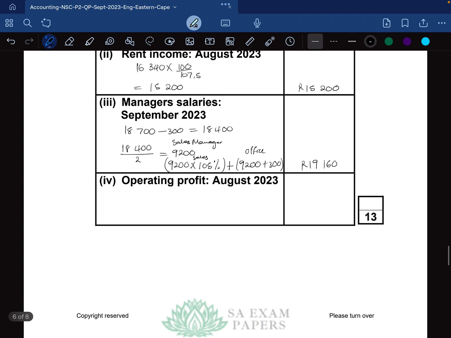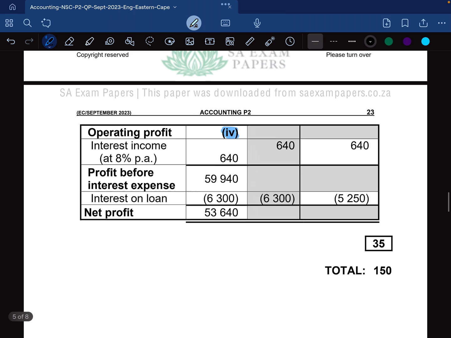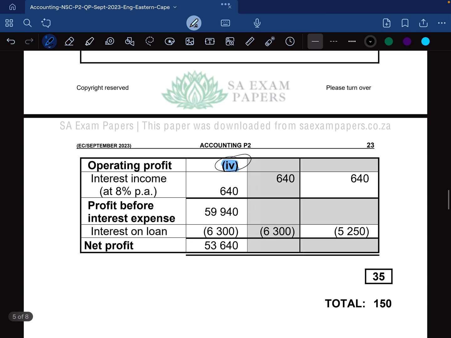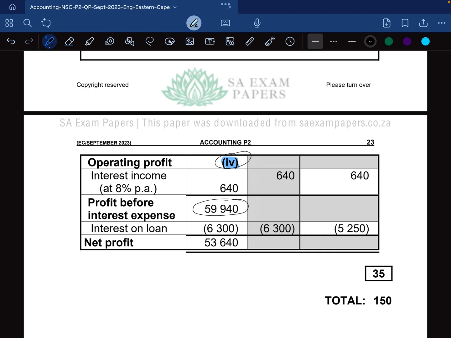And then we move to Roman figure 4, which is most definitely the last one that we're supposed to calculate. So Roman figure 4, operating profit. We are given here the profit before interest expense, and we're given interest income. So we know that whatever amount we have here plus this amount will definitely give us this amount. So we need to work in reverse so that we can get the operating profit.